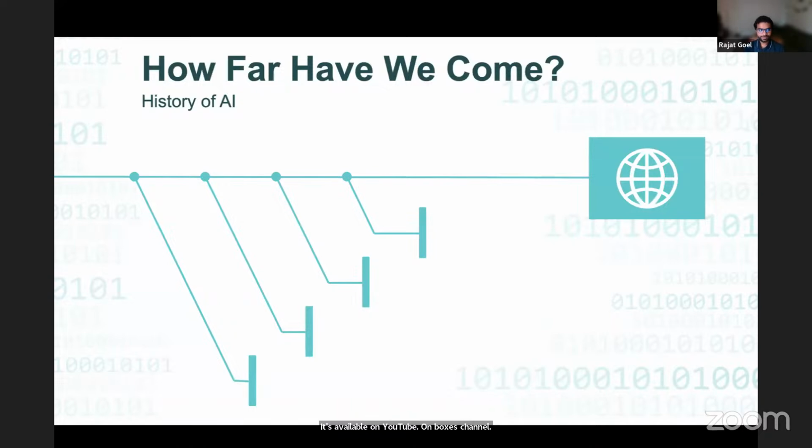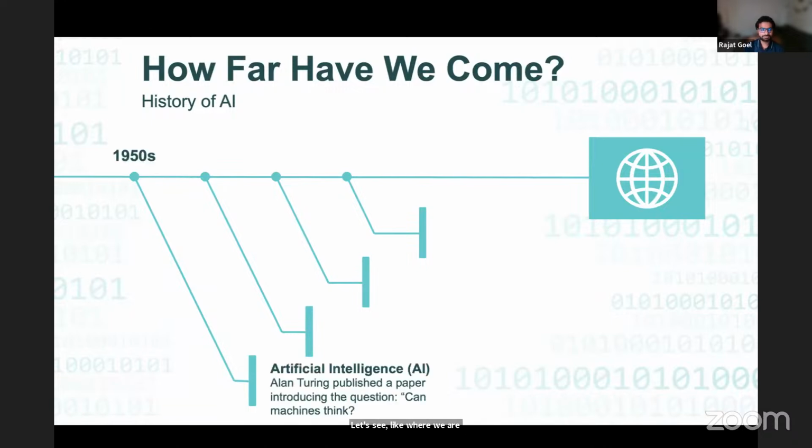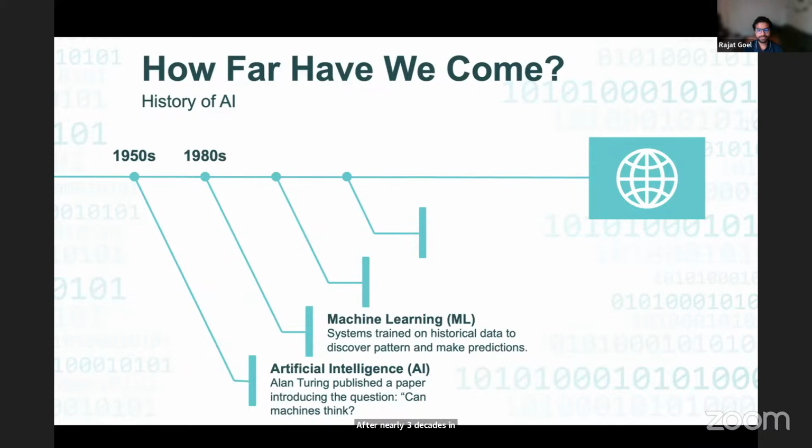Let's discuss some history of AI systems before we delve deeper into the different kinds of AI systems. Let's see where we are coming from. As we discussed earlier, in the 1950s, the idea of artificial intelligence was first introduced by Alan Turing through his paper, which raised the question, can machines think, and proposed the famous Turing test. After nearly 3 decades, in the 1980s, the concept of machine learning evolved, where systems were trained on multiple data sets to learn patterns and make predictions.